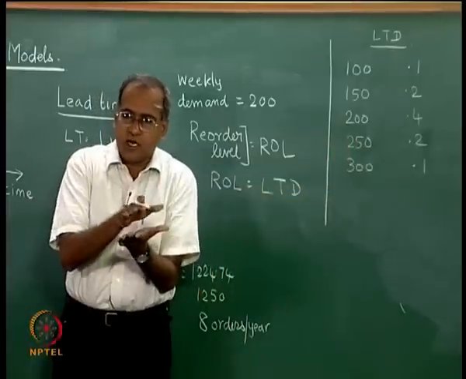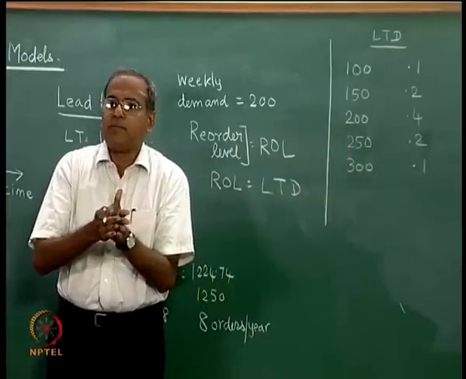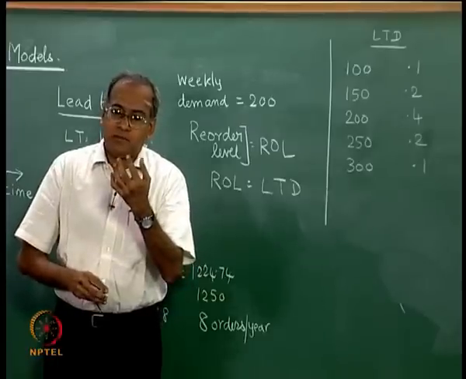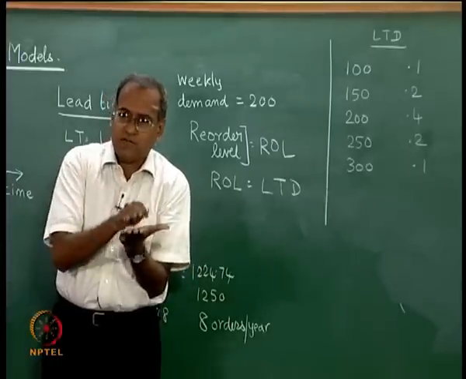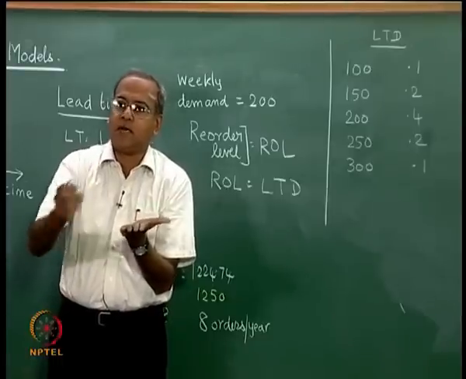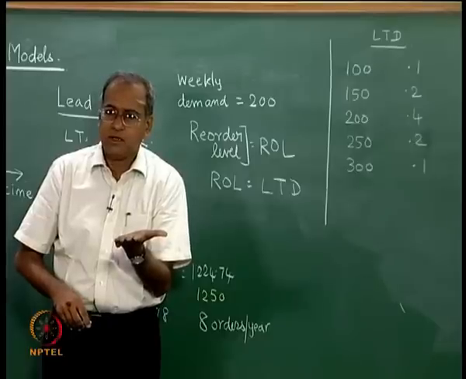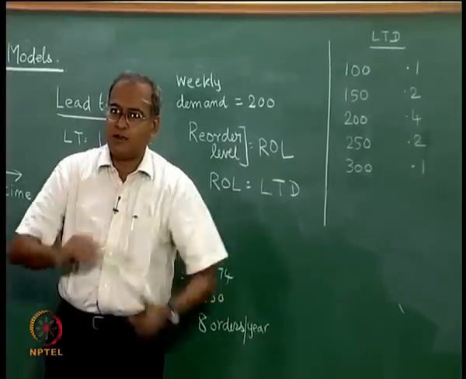So, once our stock reaches that reorder level, we place an order, and we believe that the reorder level quantity, which is the stock on hand when we place the order, is capable of meeting the lead time demand, and we want to find out that reorder level.